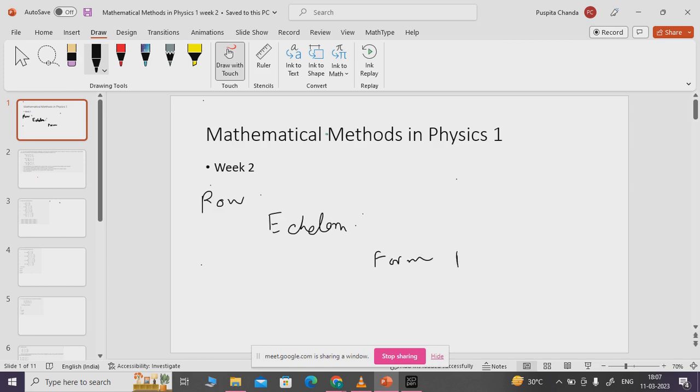One is reduced and another is reduced row.